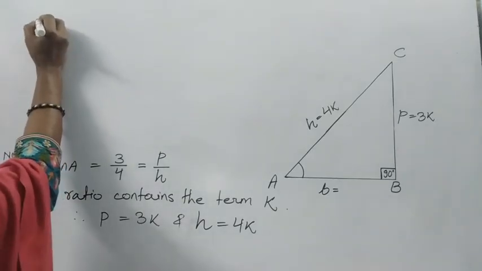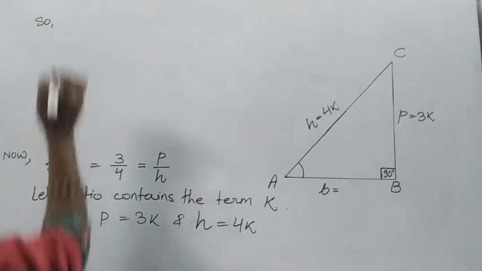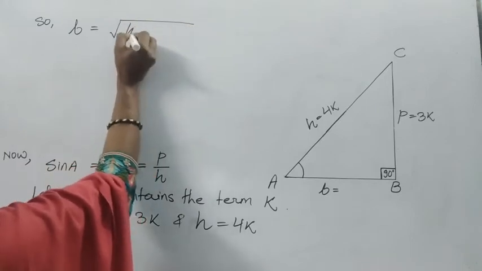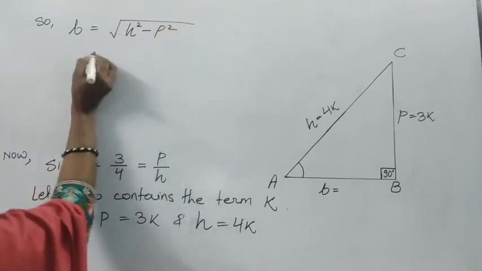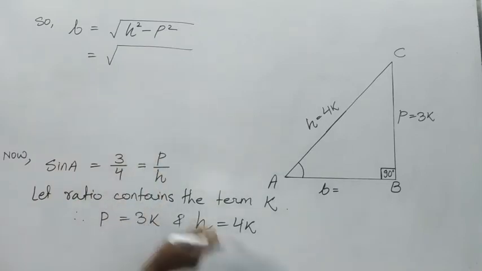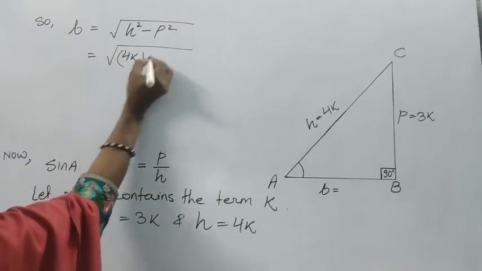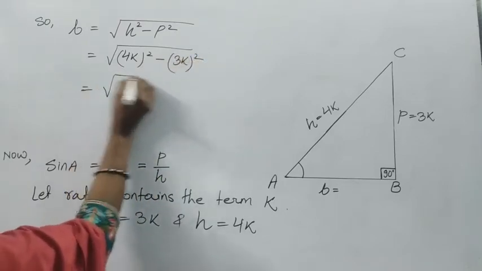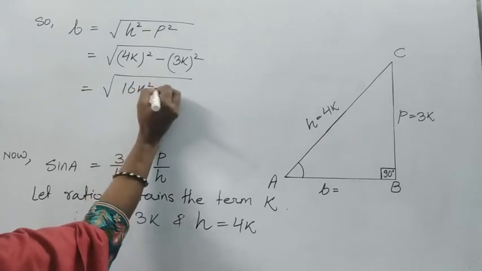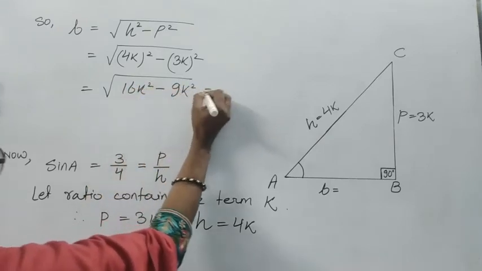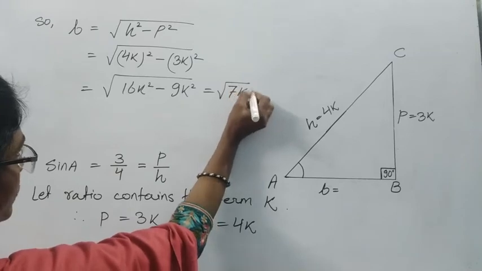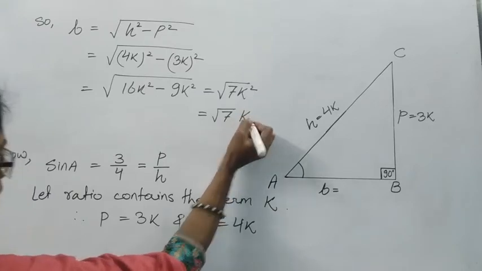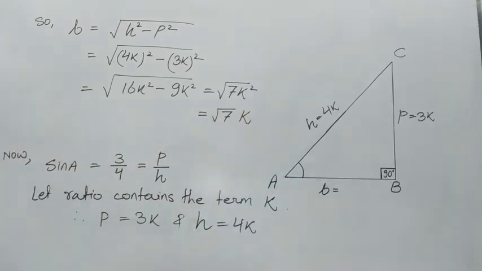Now base is equal to, by the Pythagoras theorem, it can be written as hypotenuse square minus perpendicular square. Just put the value of these two. Hypotenuse is 4k whole square minus 3k whole square. So after simplification, 16k square minus 9k square, it gives 7k square. That means after simplification we write square root 7 into k. k comes out but 7 stays inside.